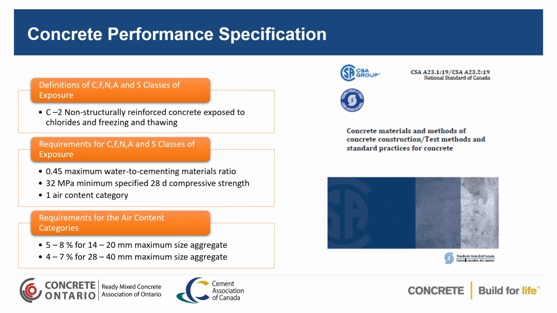So we know that for concrete pavements, it's a class C2 exposure. It's non-structurally reinforced concrete exposed to chlorides and a freeze-thaw environment. Because of that, CSA specifies certain minimums or maximums. The maximum water cement ratio is 0.45. The minimum strength is 32 MPa, specified strength at 28 days, and it's an air category 1.